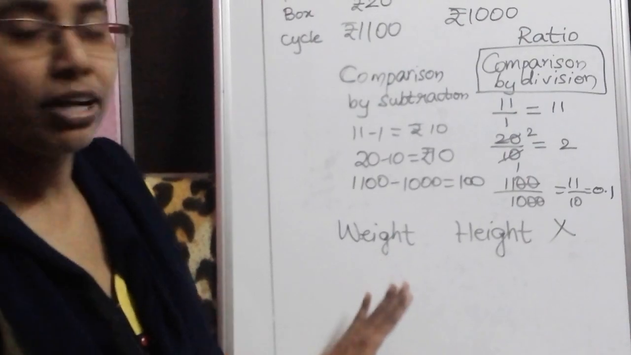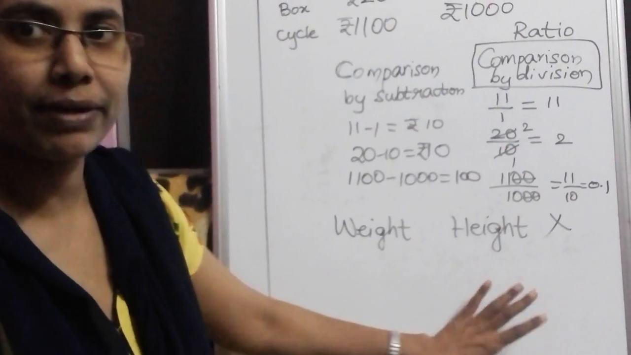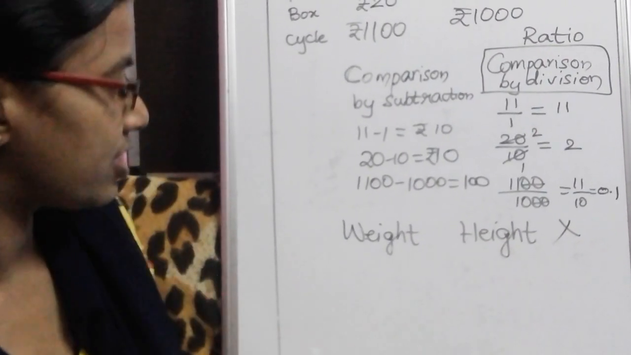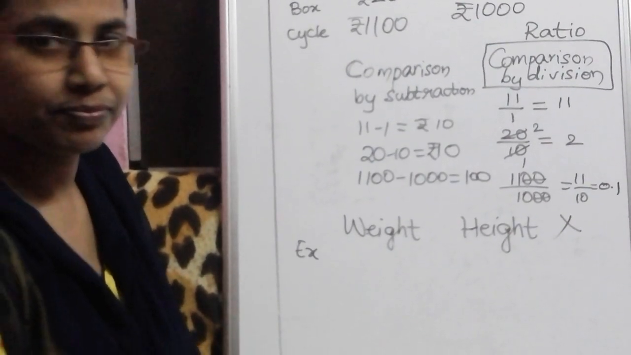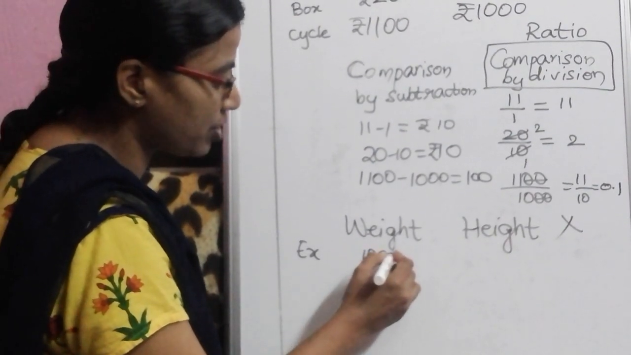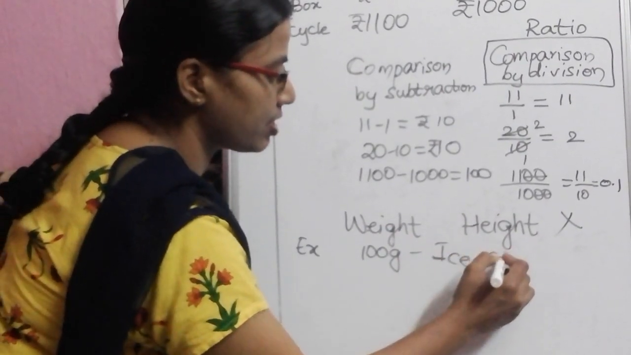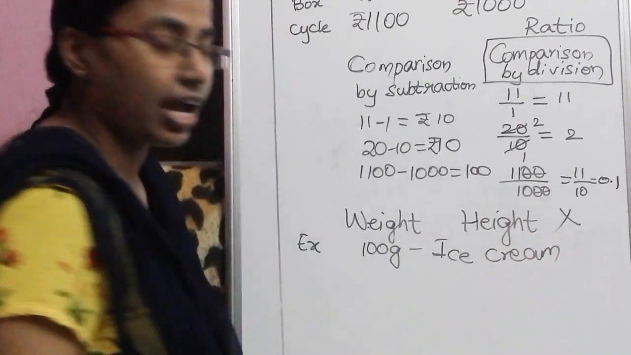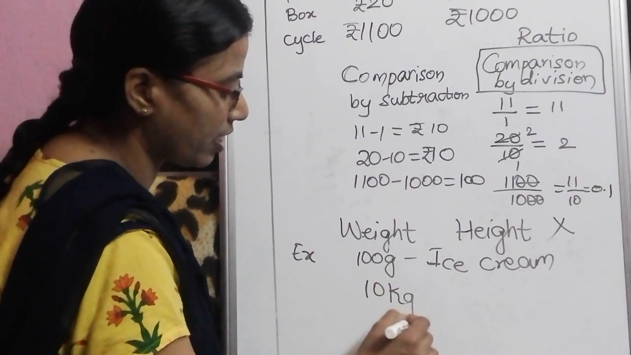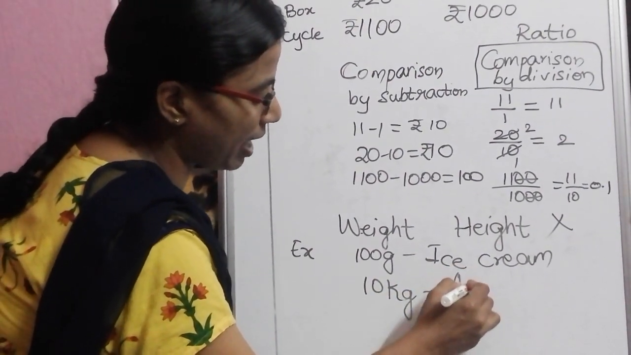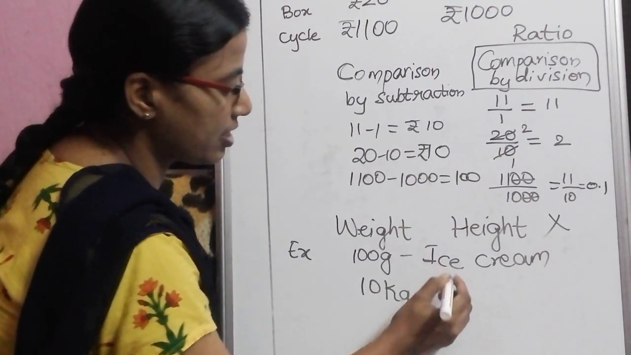Okay, we are going to compare heights, two heights or three heights. We are going to compare the same kind of things. For example, I am taking the example of weight. 100 grams is the weight of an ice cream. And the weight of a person is, say, 10 kgs. 10 kgs is the weight of a boy.